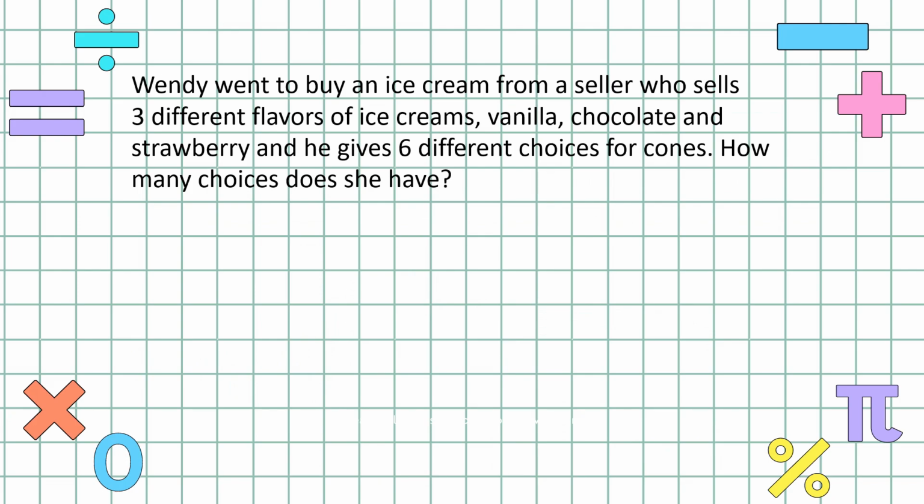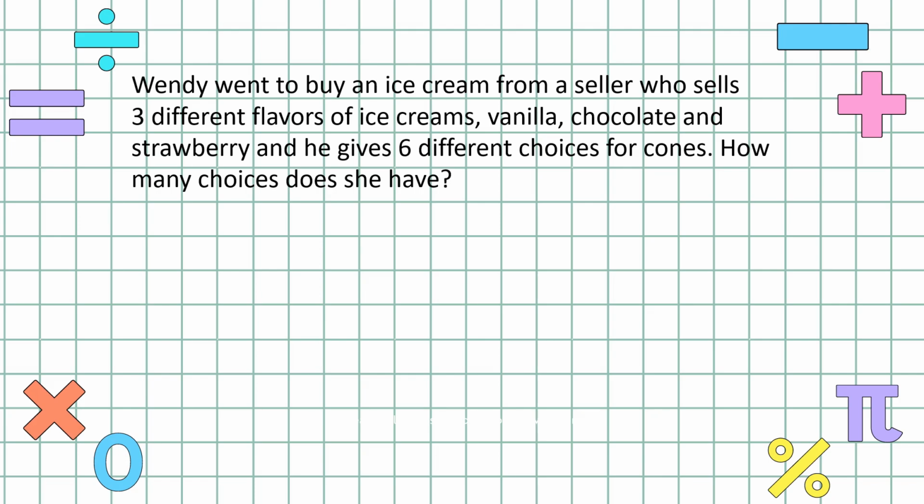To further understand FCP, let's try another example. Wendy went to buy an ice cream from a seller who sells 3 different flavors of ice cream: vanilla, chocolate, and strawberry. And he gives 6 different choices for cones. How many choices does she have?